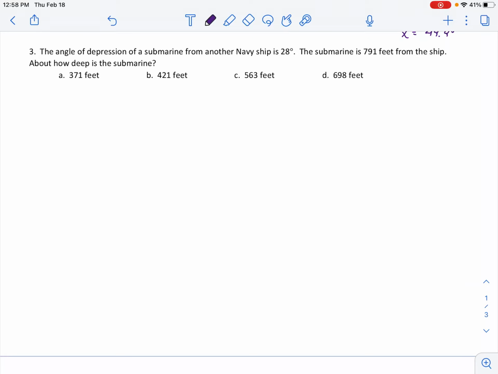Number 3 talks about an angle of depression, so I'm already going to have to be a little more careful on this one. So I've got a Navy ship and a submarine. So here's my Navy ship that looks surprisingly like a sailboat. And then we have my submarine. And there's its little periscope. Cool. The angle of depression of a submarine from a Navy ship.